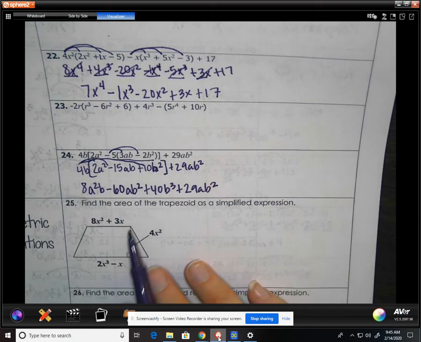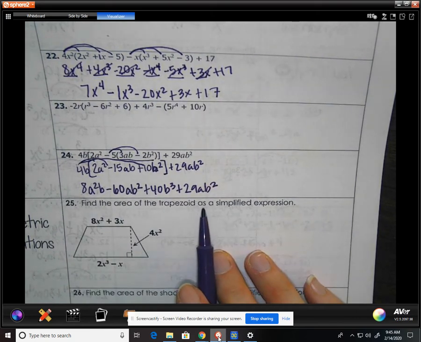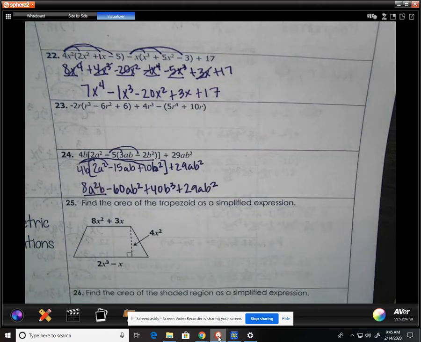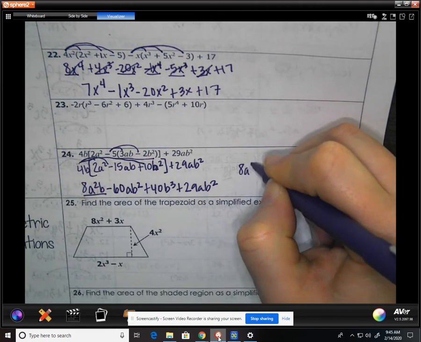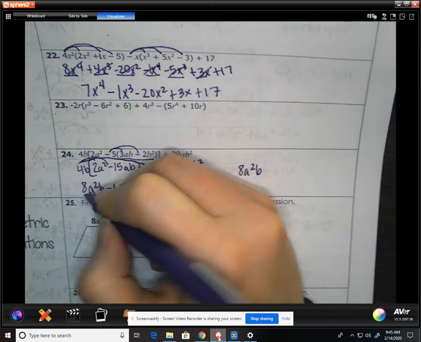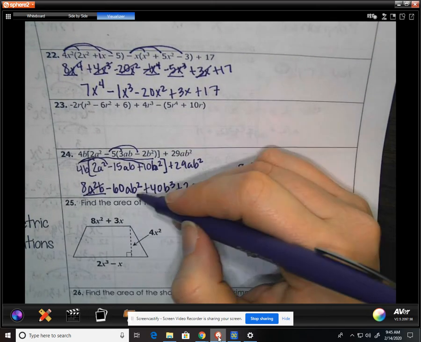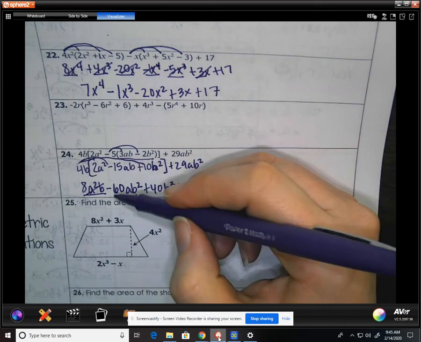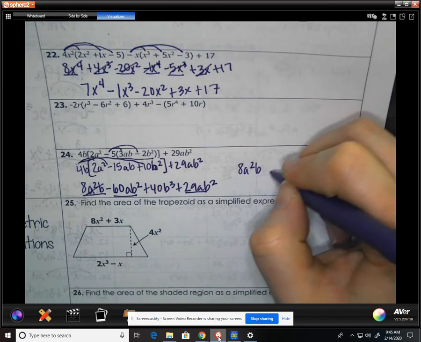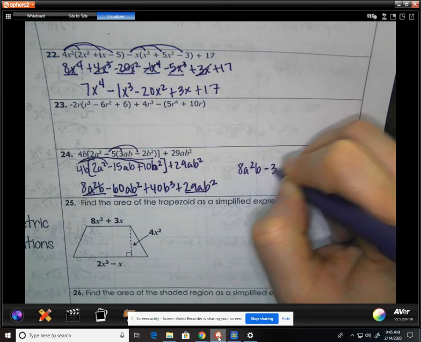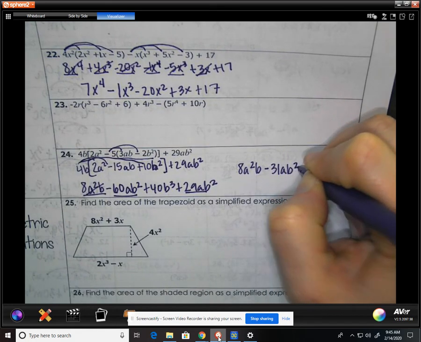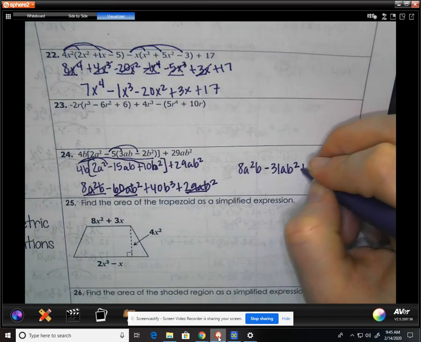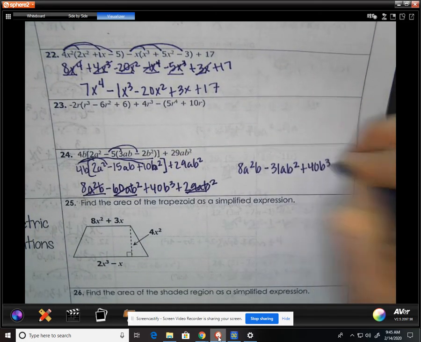Okay, from here, you have to go alphabetical order. So you're going to look for the biggest A piece. Well, the biggest A piece is this A squared. So I'm going to write 8A squared B first. I don't need that piece anymore. Then I'm looking for another A piece. Well, I have this one and this one. So when we do negative 60 and we add it to 29, that gives me a negative 31, and I just keep AB squared. So I get rid of that, and I get rid of that. And then the only piece left is this plus 40b to the third.